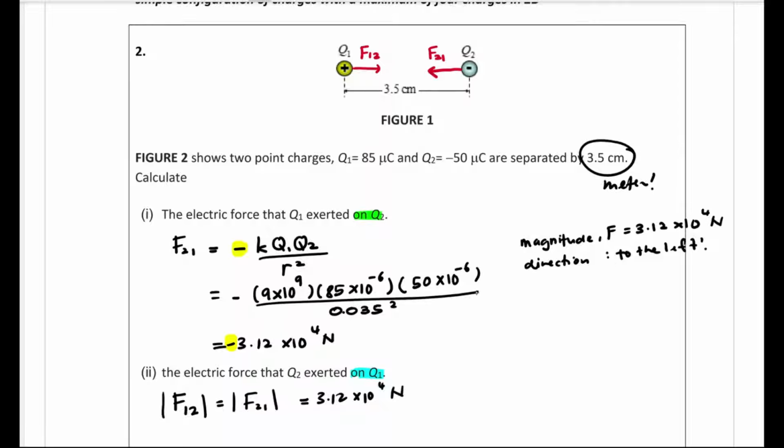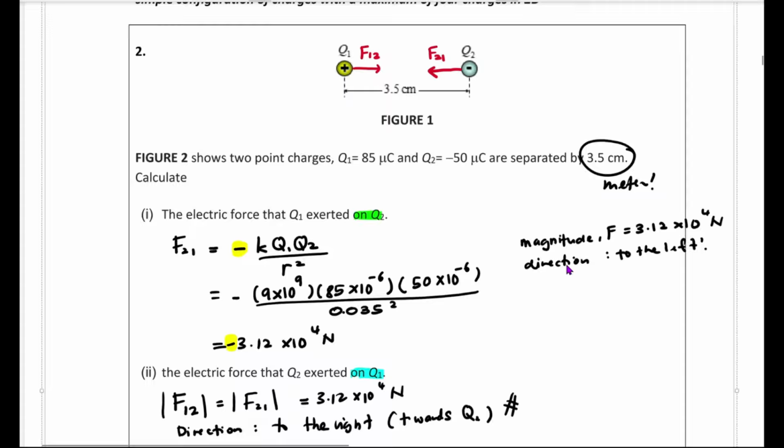Okay. The direction F12 is to the right. Ataupun you boleh tulis the direction is towards Q2. Okay. Alright. This one is very simple sebab kita ada dua saja charge. Okay. But make sure jangan silap dia punya direction. Tengok soalan tanya on siapa? On Q2 ke on Q1?